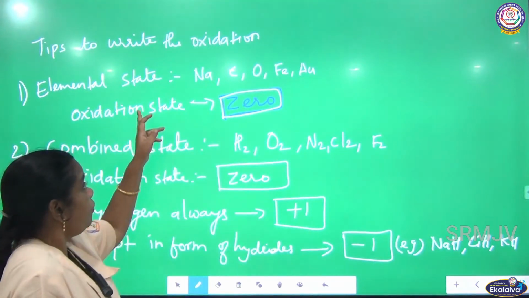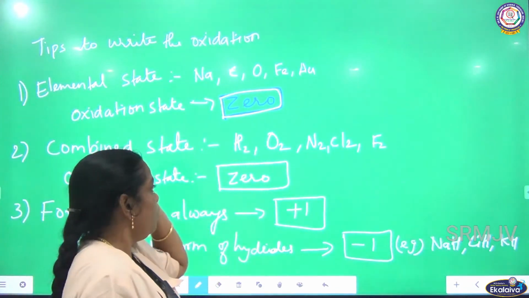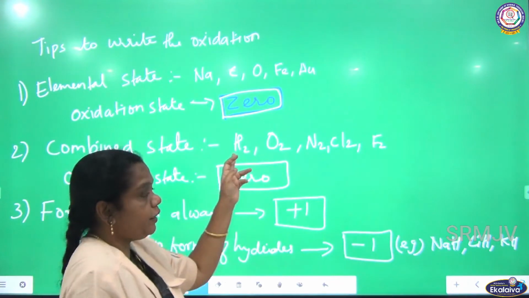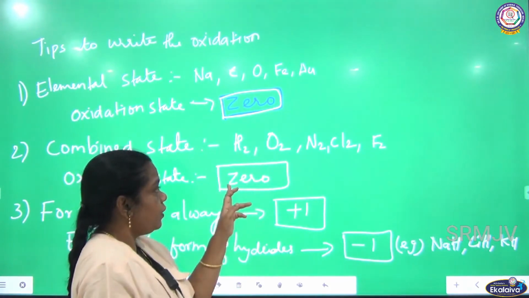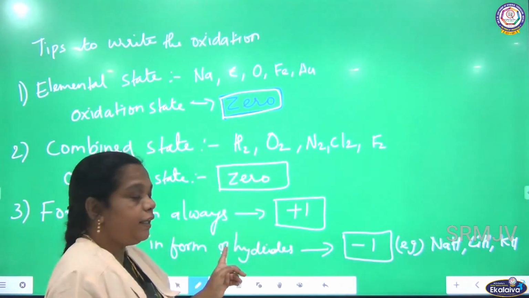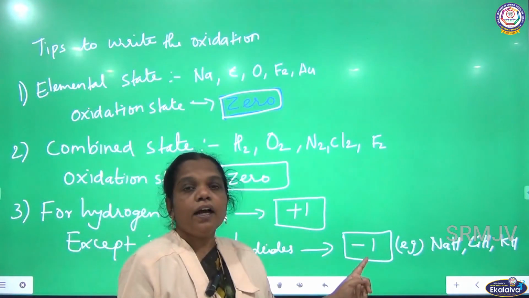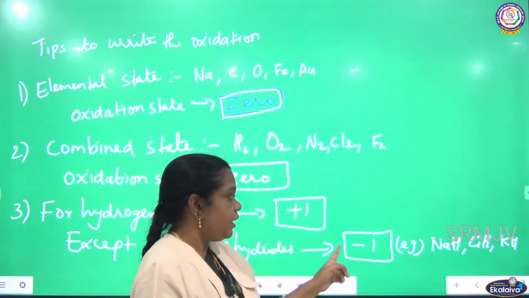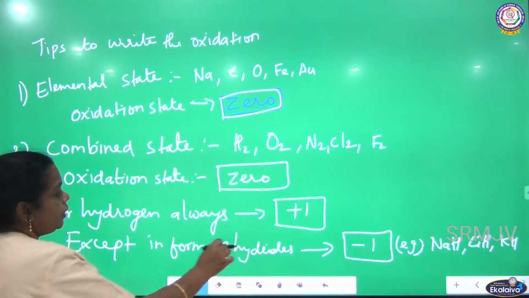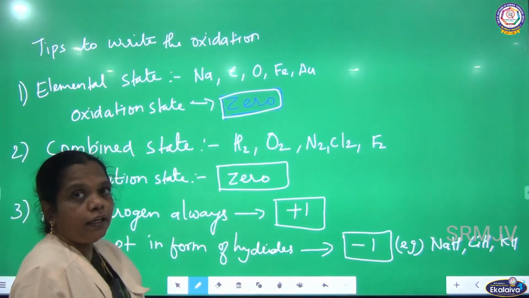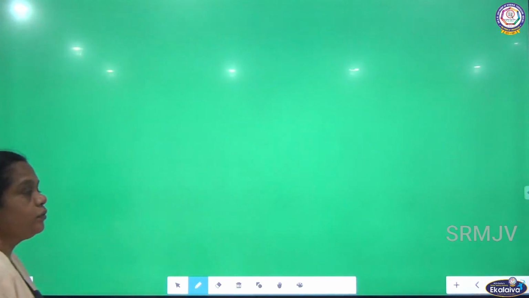And if the atom is found in the form of elemental state, the oxidation state is 0. And in the combined state, if gas molecules combine with their own atoms, the oxidation state is also 0. And for hydrogen it is always +1, but when it combines with electropositive metal, the oxidation state for hydrogen is -1. This is except only when it combines in the form of hydrides, it is -1.